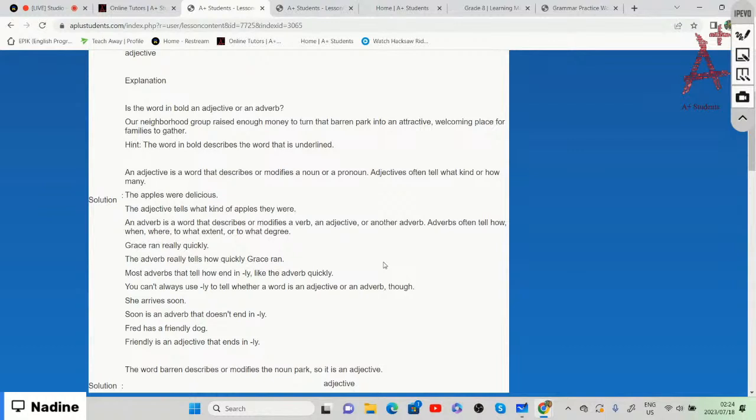For example, the friendly dog. So friendly tells us what kind of dog, right? It is a friendly dog, but we need to know what is being described, what is being modified. If a noun is being described or modified, then it is an adjective. But if a verb, adjective, or another adverb is being modified, then we know it is an adverb.